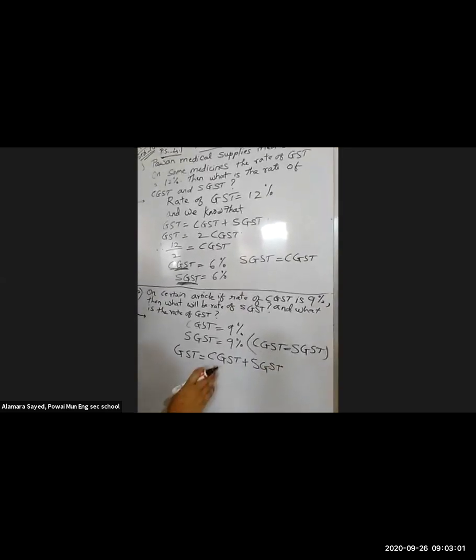As it is 9% now, we know that GST is equal to CGST plus SGST. So now GST is equal to 9% plus 9%. Therefore, GST is equal to 18%. So we are asked SGST, that is 9%, and GST, that is 18%. So we have found this too.